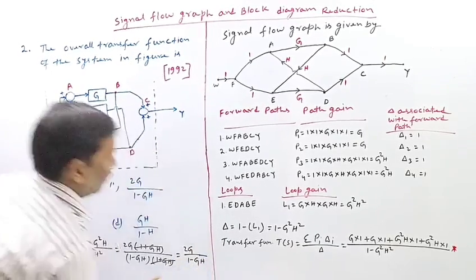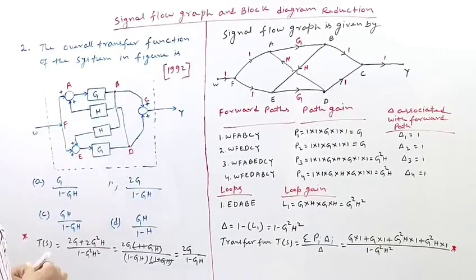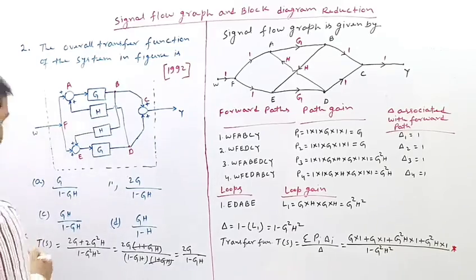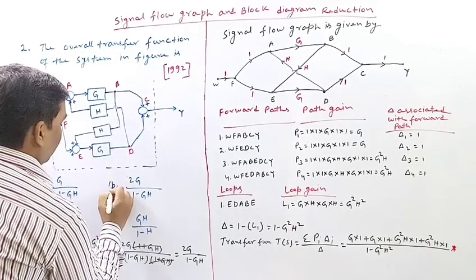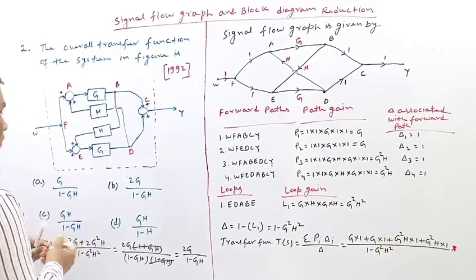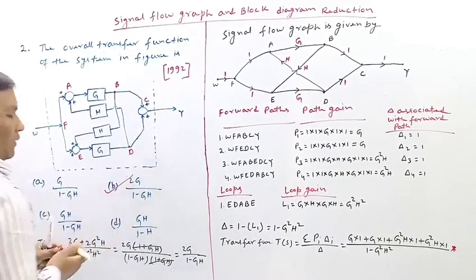So which option is correct? This is option number B. So option number B is the correct one.